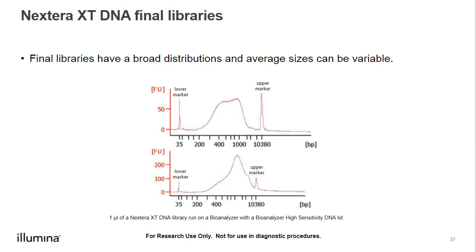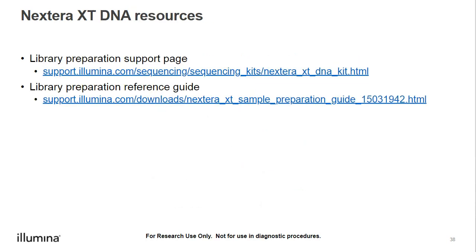When we review the final libraries, we will see broad library distributions with variable average sizes. Library distributions will start around 200 to 300 base pairs and can extend to multiple kb. We can see different shapes in the distributions, and this is perfectly fine and expected for Nextera XT libraries. Here, we have the Nextera XT DNA support page and the library preparation reference guide, including the protocol and additional helpful information for preparing your samples.